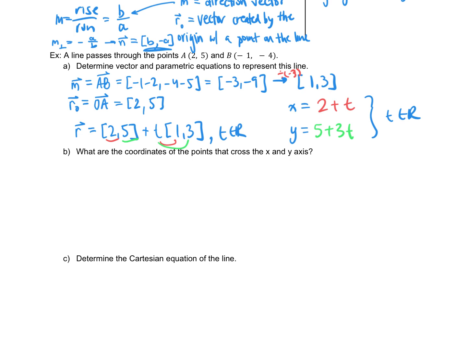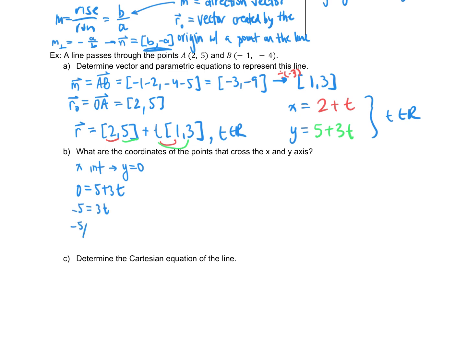Now, using these equations, we can determine our intercepts, or if a point exists on the line, or any point on the line, really. So the first question here is, what are the coordinates of the points that cross the x and y axis? So it's asking for the x and y intercept. For an x-intercept, we know that y equals 0. And lucky for us, we have this nice parametric equation that says y equals 5 plus 3t. So let's set that equation equal to 0. And when we do that, it will allow us to solve for the parameter for that x-intercept. And once we have t, we can sub it in for x, and then we'll have our x-intercept.